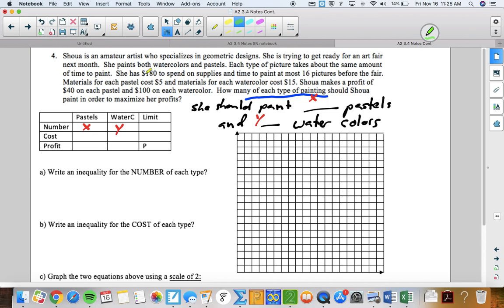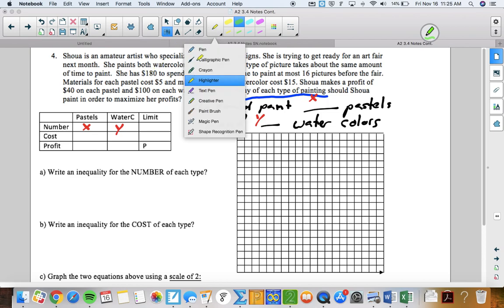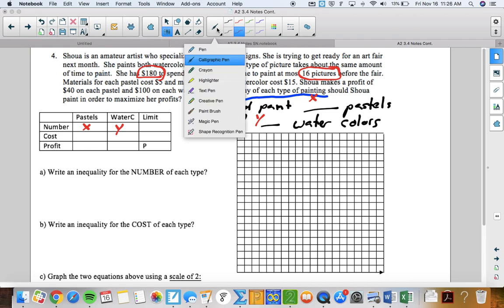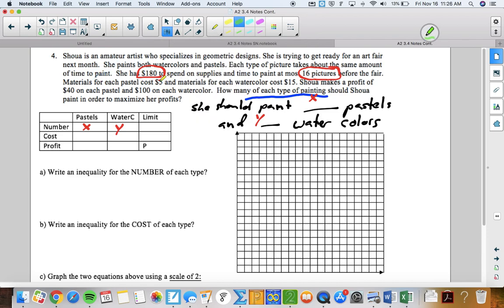Now let's talk about money. She has $180 to spend. So that's a limiter. And she has time to spend painting 16 total pictures. There's another limiter. Materials for each pastel cost $5. Materials for each watercolor cost $15. She makes a profit of $40 on each pastel and $100 on each watercolor.